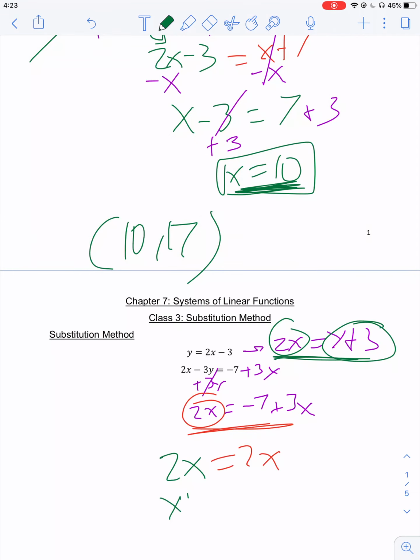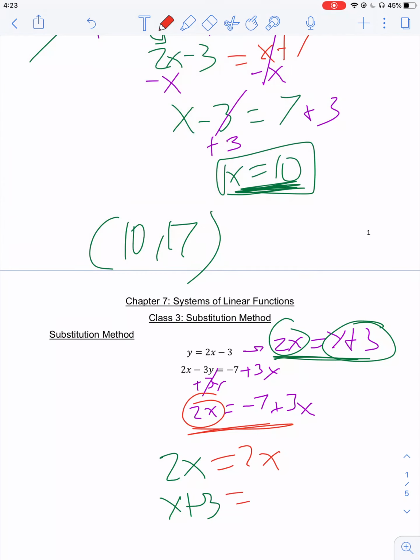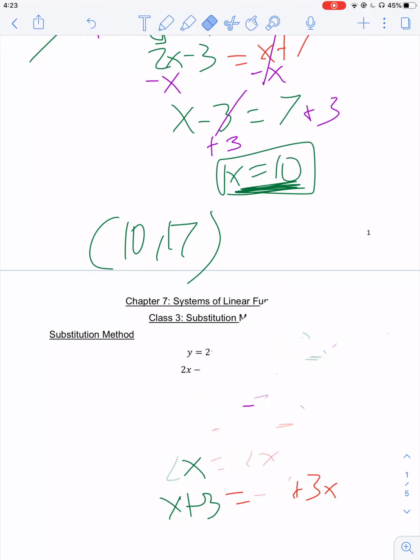So y plus 3, and then replace this 2x in red by minus 7 plus 3y, okay? And then just do your algebra and solve. But as you can see, this is kind of long. Okay, there's actually a better way of doing this. So this is just me showing you what you need to do.